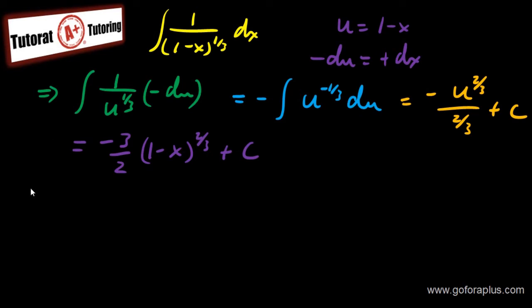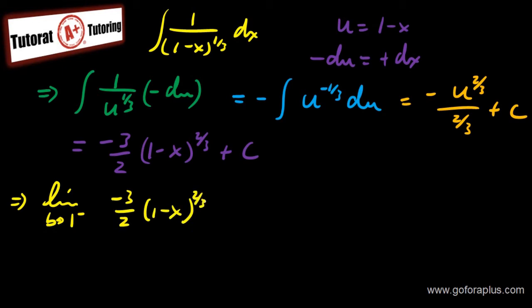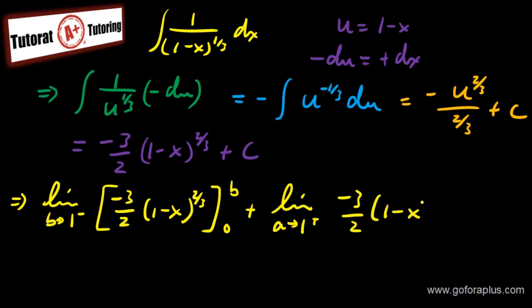Now plug back in to the limits. I have limit of b approaching 1 from the left of minus 3 over 2 times (1 minus x) to the 2/3 from 0 to b, plus limit of a approaching 1 from the right of minus 3 over 2 times (1 minus x) to the 2/3, the same function because it's the same integral, from a to 2. Now I just need to plug in the values b, 0, and 2 and a. Let me do that on the next page.